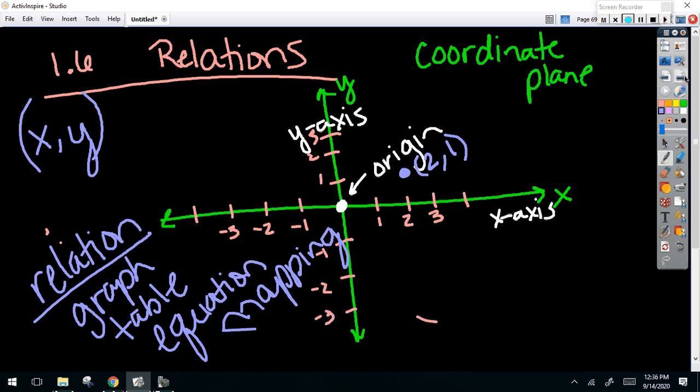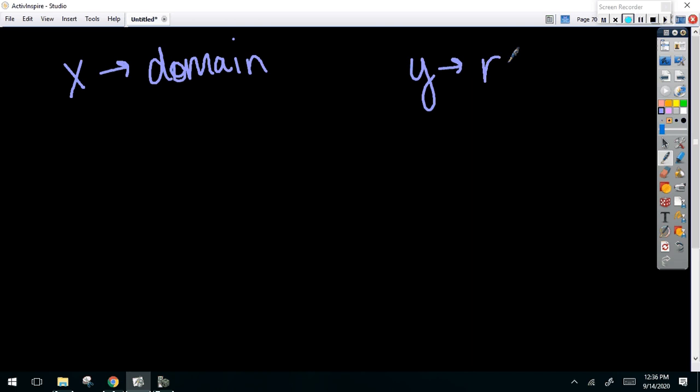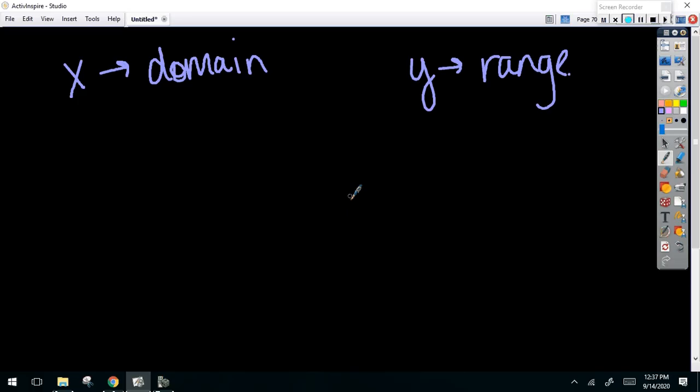Y'all got that? Yep. Okay. So we talked about x and y, but x and y can also be described using the terms domain and range. Okay, do y'all remember learning about domain and range?